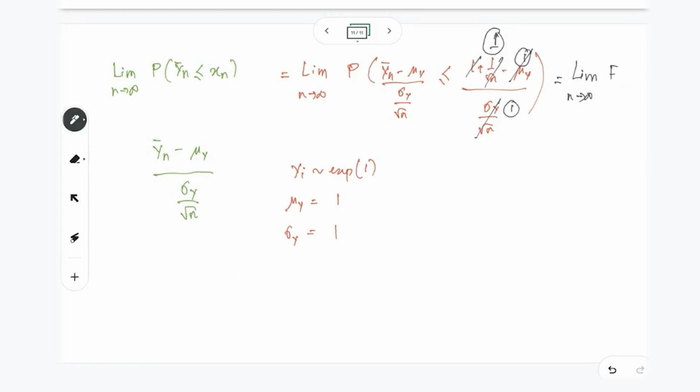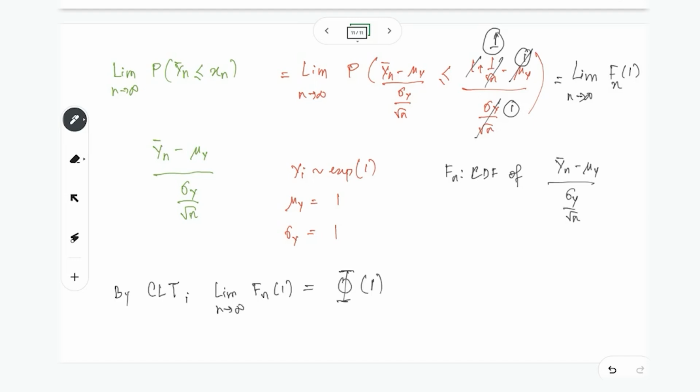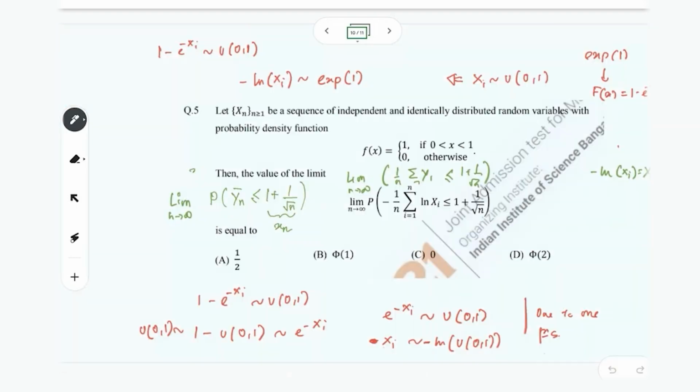Let's call that Fn of 1, where Fn is the distribution function. So therefore, by the central limit theorem, as n tends to infinity, Fn of 1 will go to phi of 1. All of you understood this proof? Very easy stuff. Basic CLT. So they mostly give us problems from CLT only, and WLLN. Convergence in probability is important because it is used for consistency.